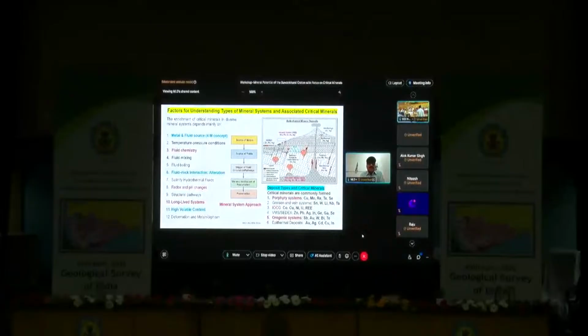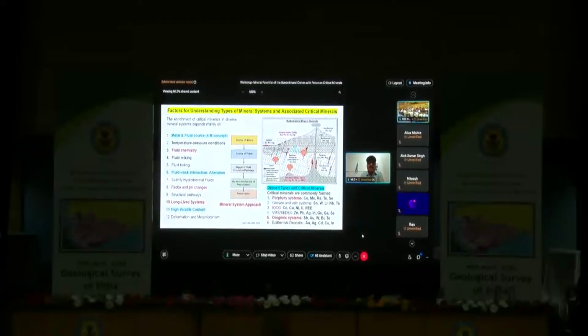Finally, the structural pathway, otherwise how will the fluid come and how will the metal be transported. Moreover, it requires a long-lived system. Whether it is a magmatic system, a prolonged magmatic system is required to precipitate the mineral in its own way. Otherwise, if it is a hydrothermal system, repeated hydrothermal activity should be there. If it is magmatic, high volatile content should be there. If it is a hydrothermal system, then activation and deactivation of shear zones or fault zones is very much required to redistribute the elements. Finally, deformation and metamorphism also play a very important role.